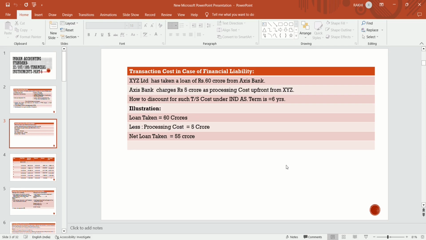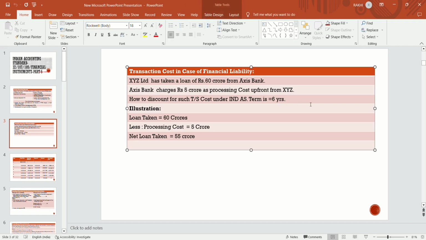So in this case, XYZ Limited is a company. It has taken a loan of 60 crores from Axis Bank, and Axis Bank has charged 5 crore as an upfront fee for sanctioning such loan. How to account for such transaction cost as per Ind AS? The term is 6 years. The loan is taken for 6 years. The rate of interest is 20%. So how to account for such transaction? How to recognize such transaction?